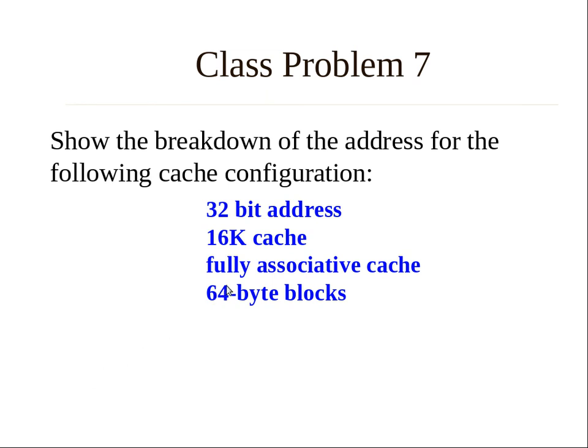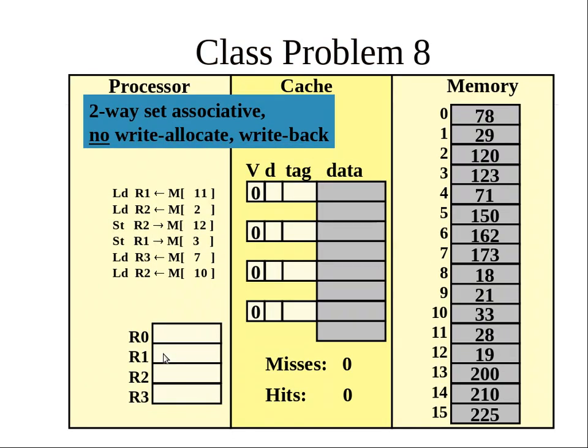Fully associative. All right, here we go. Fully associative means there are no set bits, so that actually makes this way easier. 64-byte blocks, again that's 2 to the 6 for the byte offset. Everything else is the tag, so 32 minus 6 is 26.